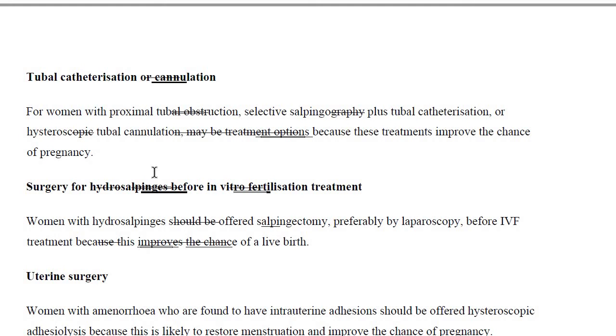Surgery for hydrosalpinx before IVF treatment. Women with hydrosalpinx should be offered salpingectomy, preferably by laparoscopy, before IVF treatment, because this improves the chance of a live birth.